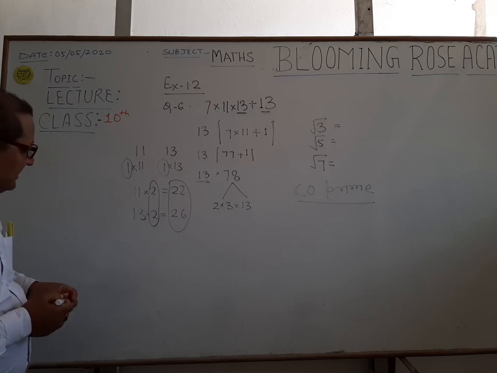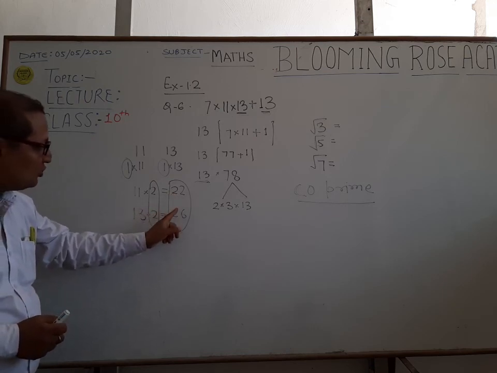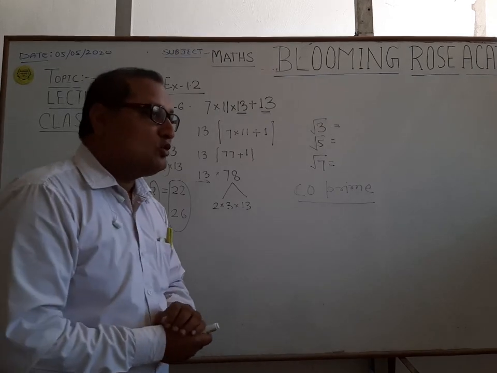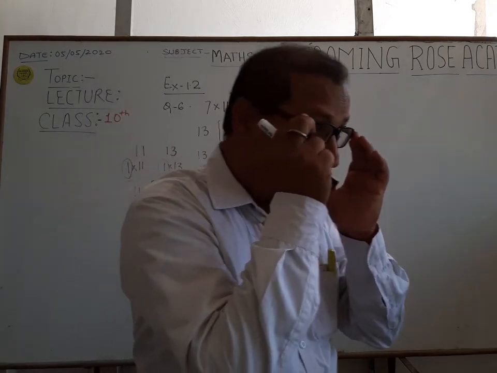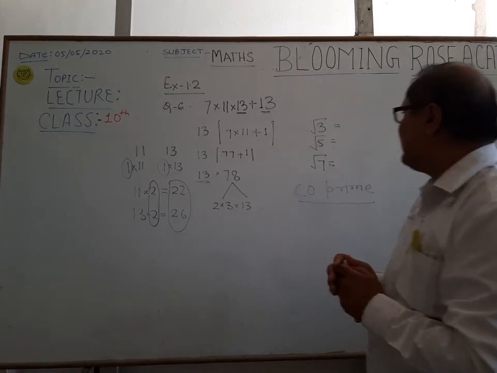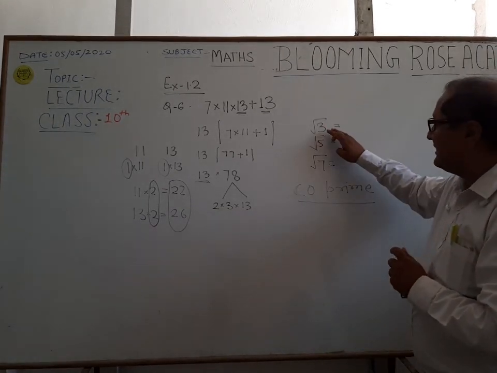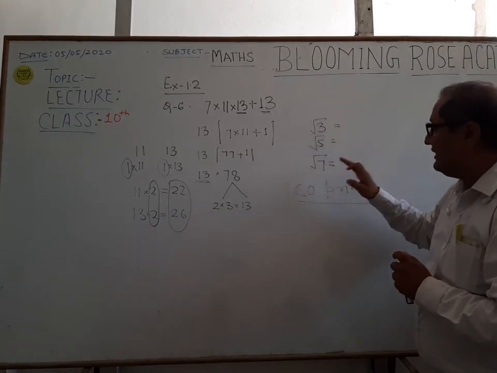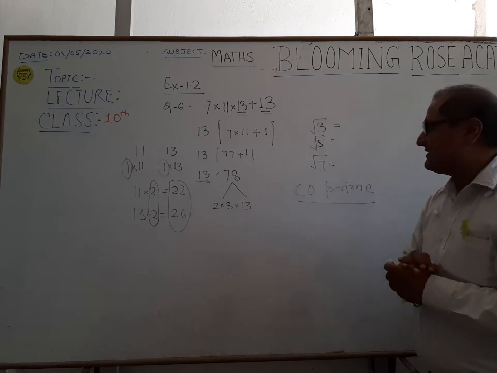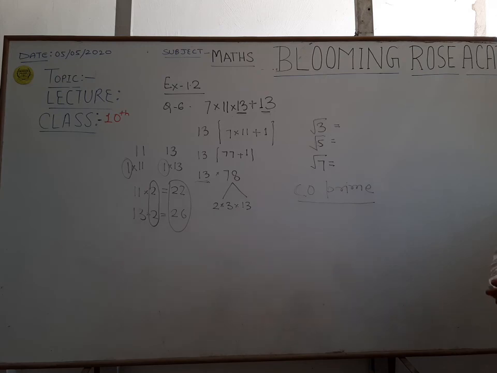Hence we can say that this is a co-prime number, which has a common factor of at least one, that is the 2. This co-prime number gives you the expression of how we can define that root 3, root 5 and root 7 are irrational numbers. In the next class I will detail this.